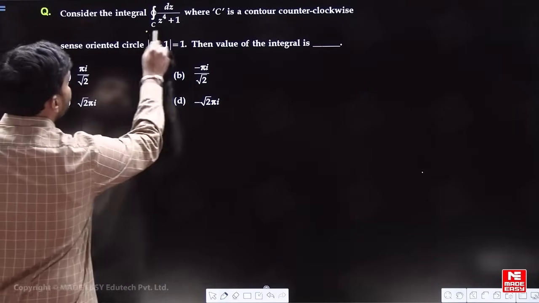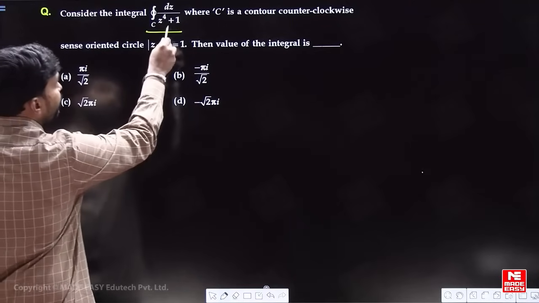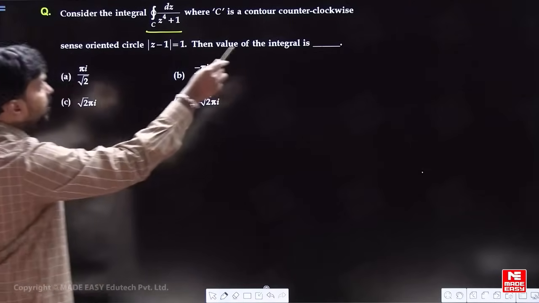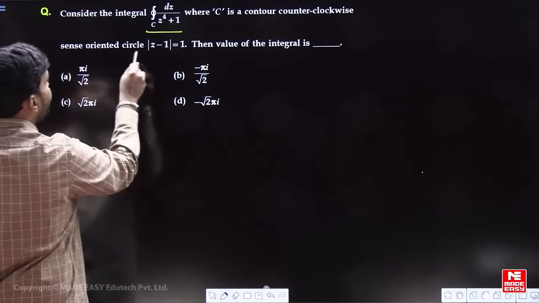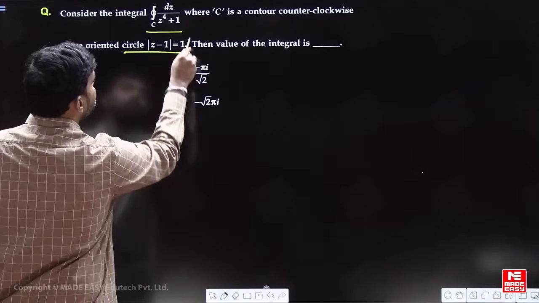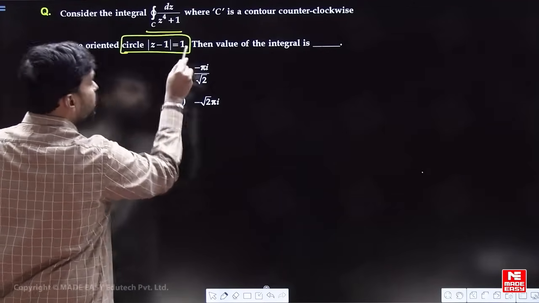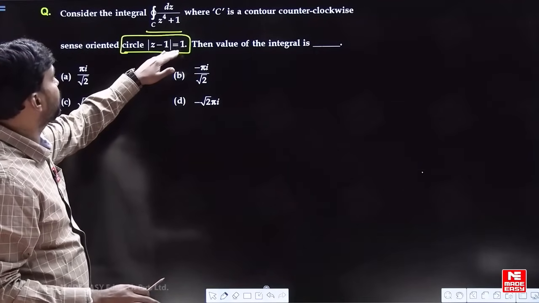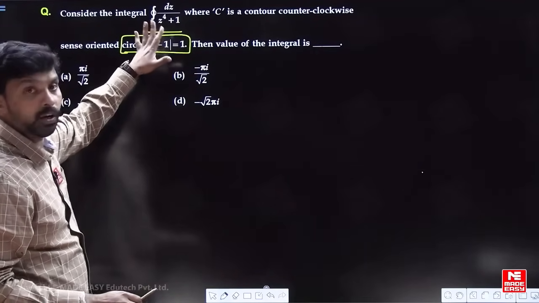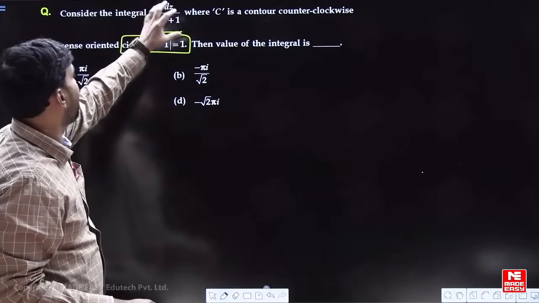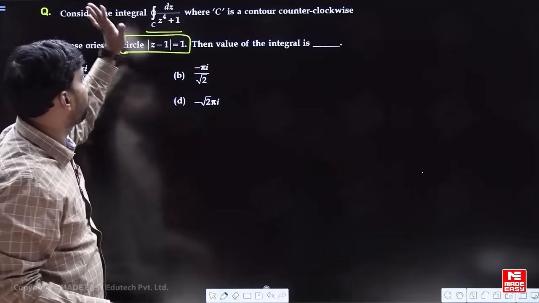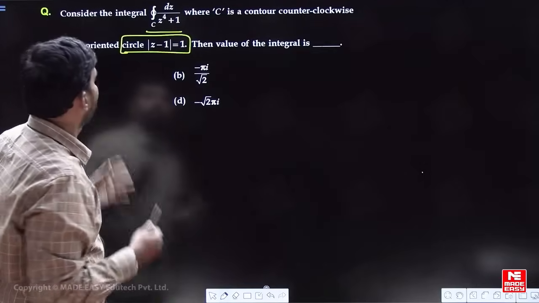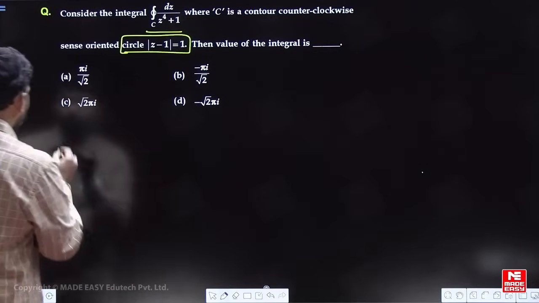Consider this integral over c of dz by z power 4 plus 1, where c is the counterclockwise oriented circle mod of z minus 1 equal to 1. This is our circle, along this contour only. So we have to find the value of this integral.